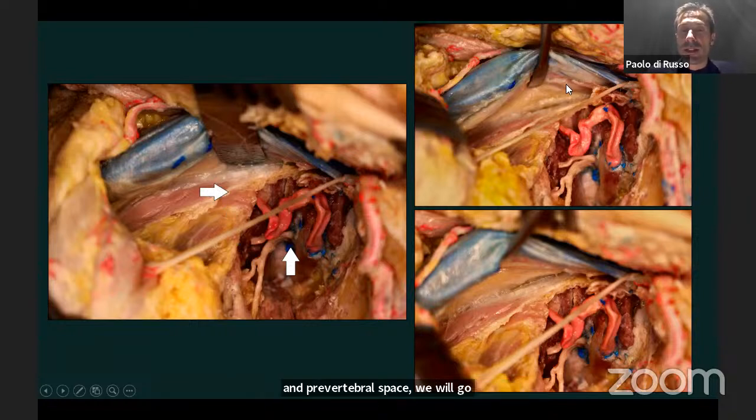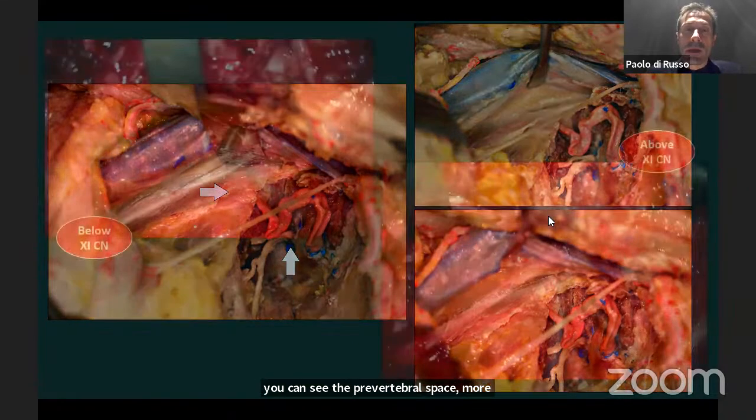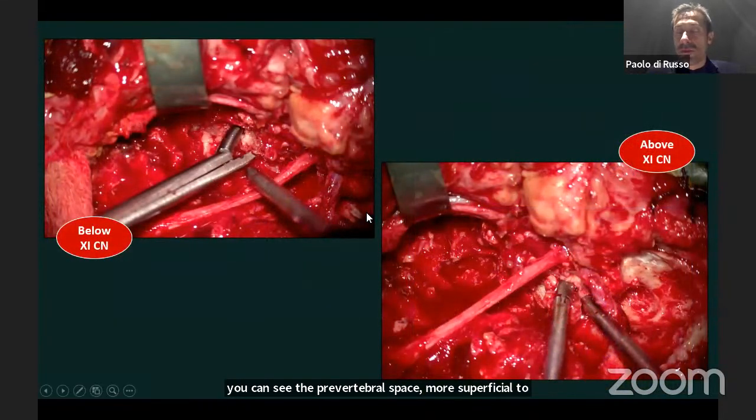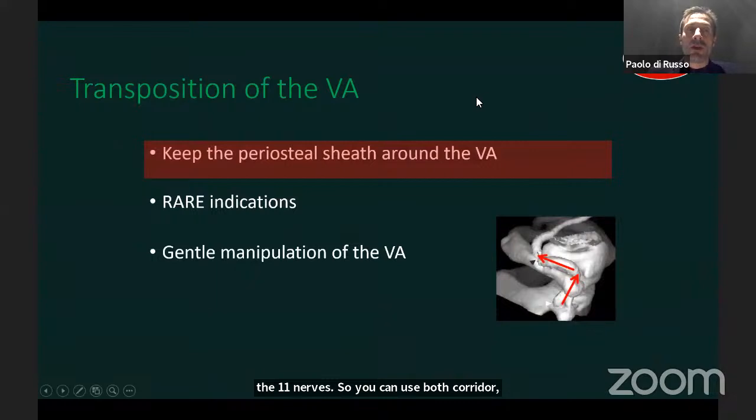You can see here the prevertebral space on the right corner. You can see the prevertebral space more superficial to the longus colli. In the same view, there are tumors that go above and below the 11th nerve, so you can use both corridors, inferior and superior to the nerve.